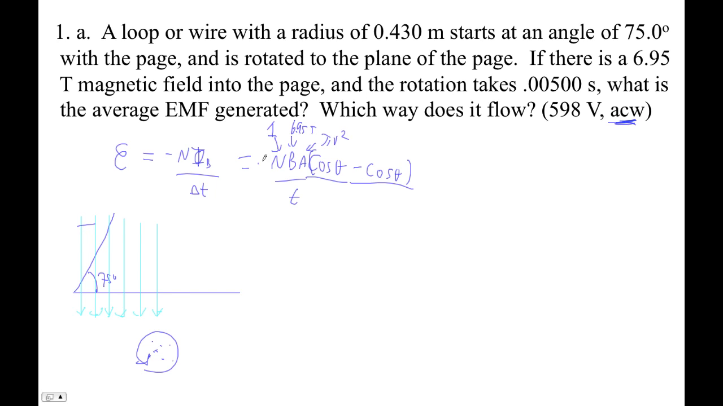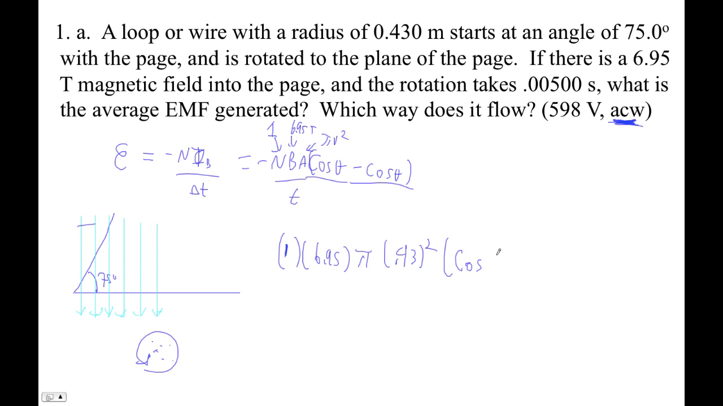Okay, now since there's an undefined minus sign in here, and then there's other minus signs here, just take the absolute value of it because we've already figured out the direction it's going, right? And the minus sign would have just given us that direction if we had some sort of vector calculus way to do this, right? So let's just figure this out. N is 1, B is 6.95. Area is pi times 0.43 squared. And then it's cos, let's see, final minus initial.